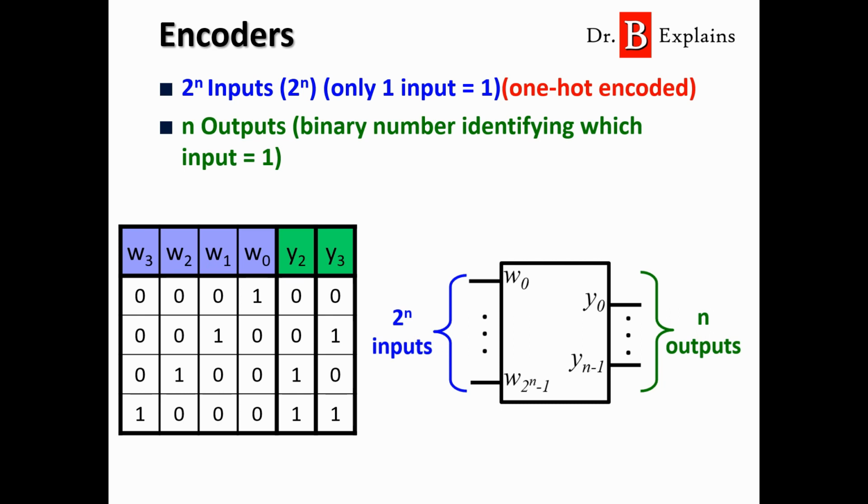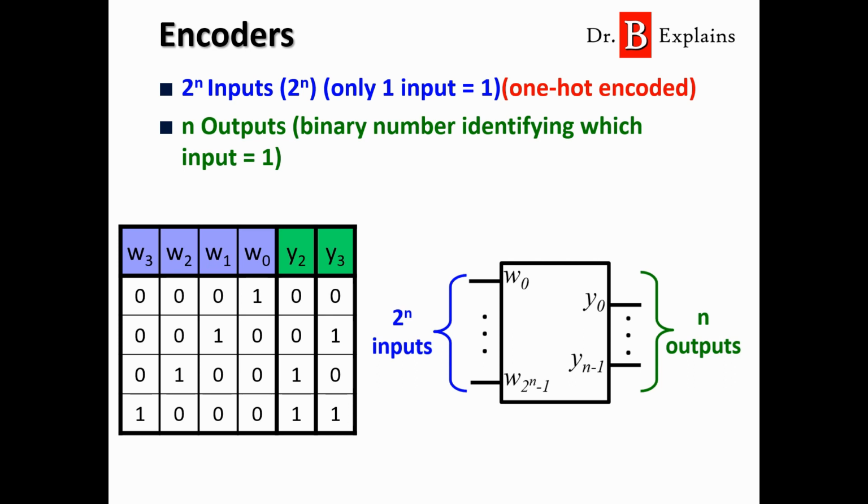And the output represents the binary number that tells you which of the inputs is equal to 1. So we have the truth table on the left side. Only one of the inputs is a 1. It could be either the W1 or the W2. So only one of the variable inputs is 1. And then on the right hand side, the green columns, we have Y2 and Y3, which are the outputs. So for example, if W1 is on, then a binary number representing a 1, which is 0, 1, is going to be output.